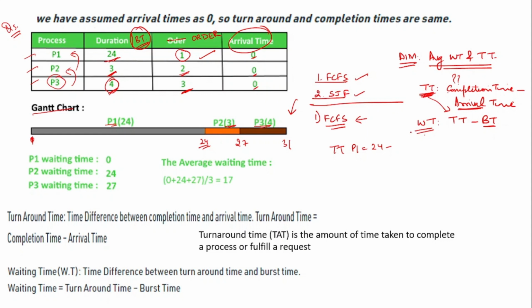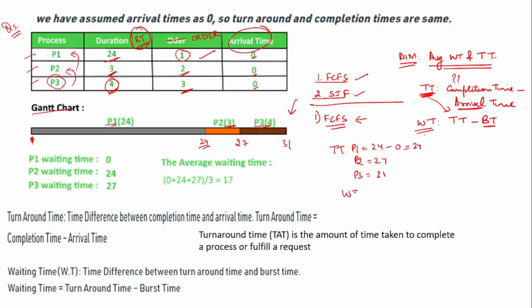Which indirectly means that in this case the turnaround time is equivalent to the completion time, because the arrival time of all processes is 0. So that way I would get the turnaround time of each and every process equivalent to its completion time, which is again for P1 it's 24, for P2 it's 27, and for P3 it's 31.